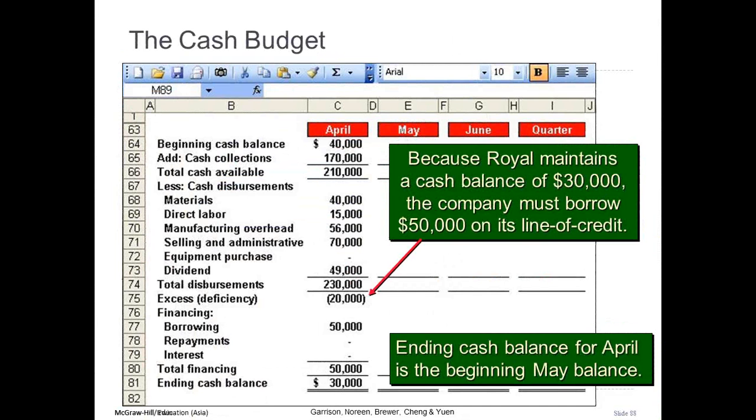The fourth step is to determine the financing requirements and the ending cash balance. After Royal borrows $50,000 on its line of credit, it will have an ending cash balance of $30,000. The ending cash balance for April becomes the beginning cash balance for May. So let's complete the cash budget for the month of May.